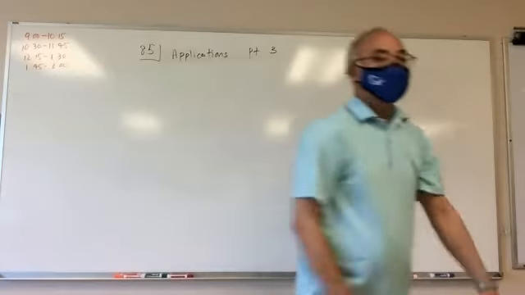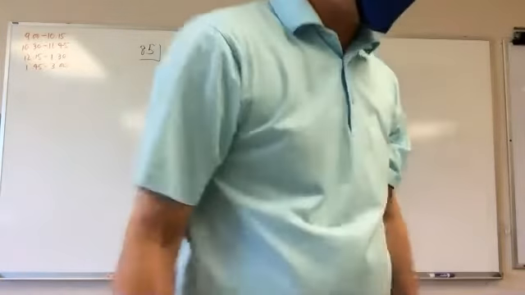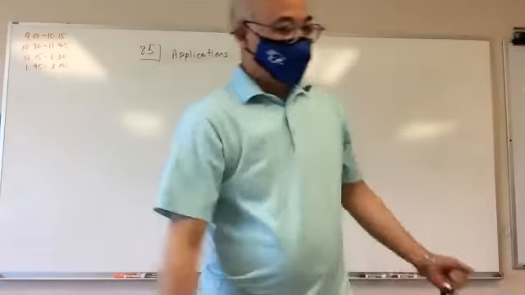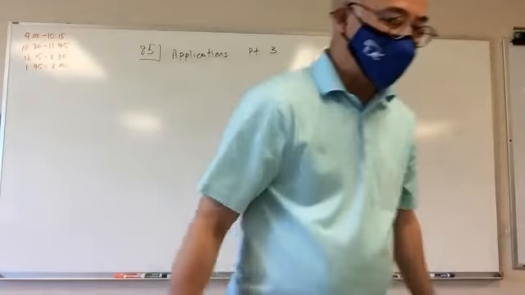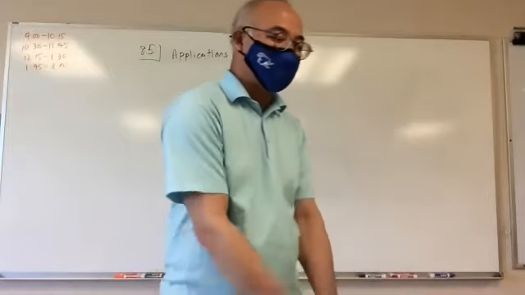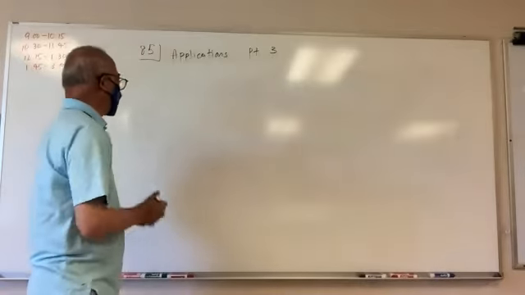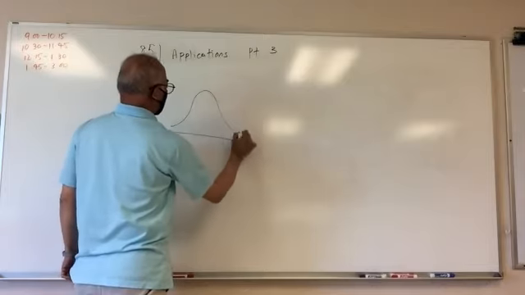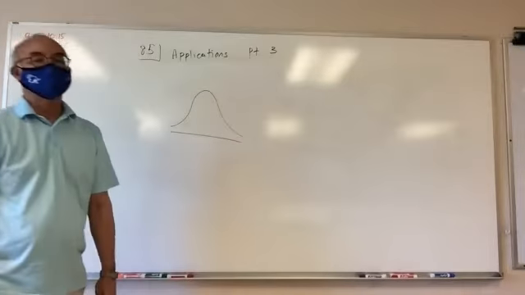Okay, so we're on page 460 where it says normal probabilities. A normal probability density function, or a normal probability, is basically a probability that looks like this. It's what we call normal.